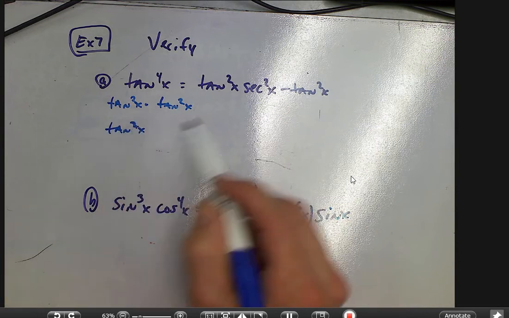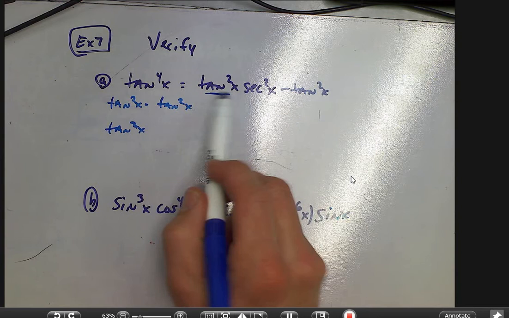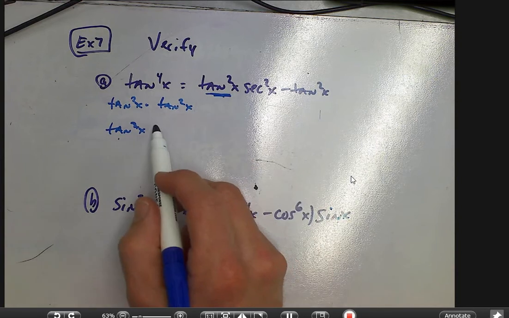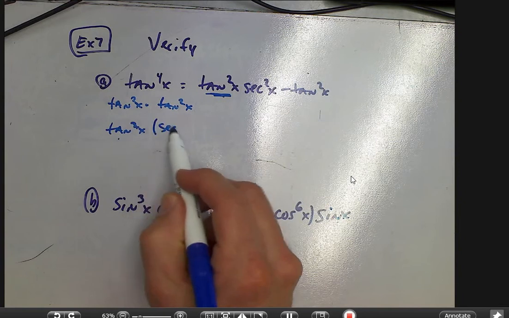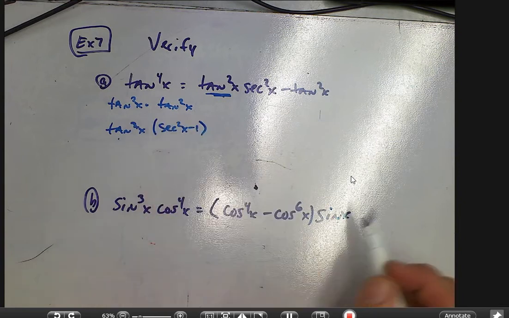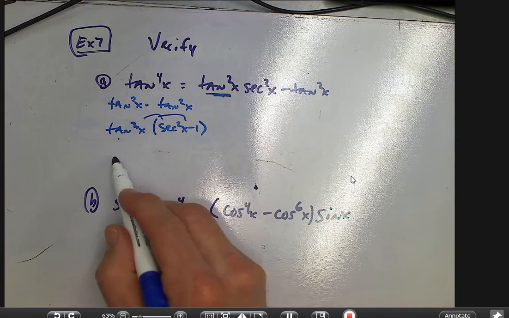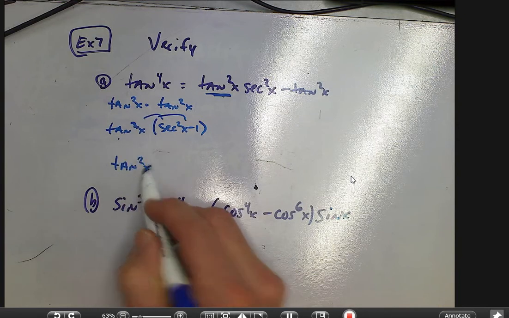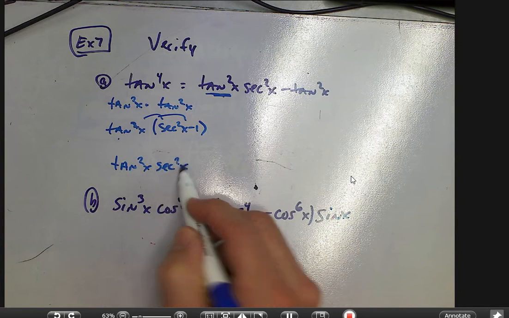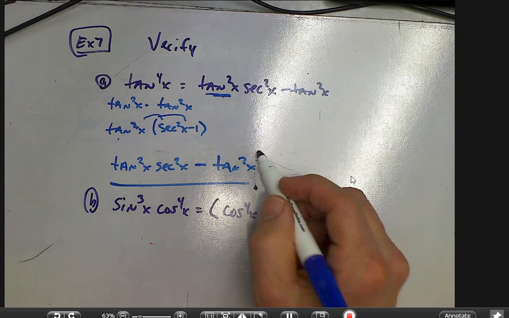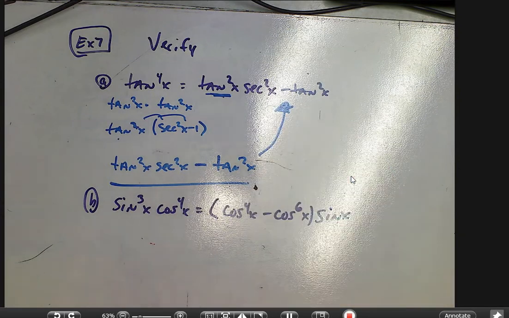And the reason why is because this already has tangent squared x in it, so I know one of them has to stay. And I know by my identity that tangent squared x is the same thing as secant squared x minus 1. Now if I do the distributive property, that's going to leave me tangent squared x secant squared x minus tangent squared x. And I just verified it with that right there.